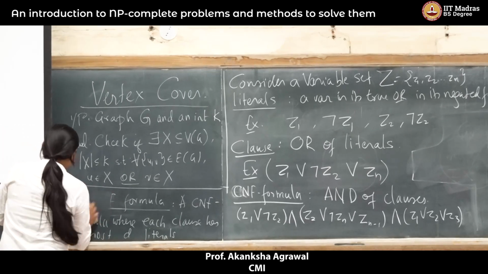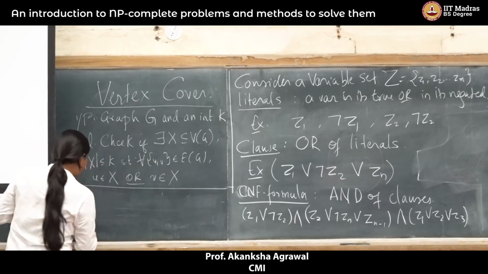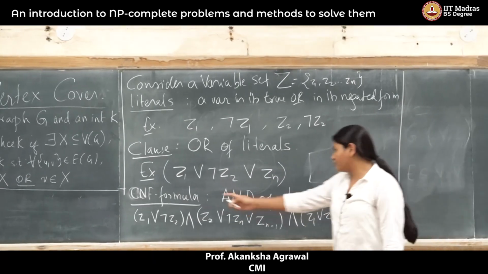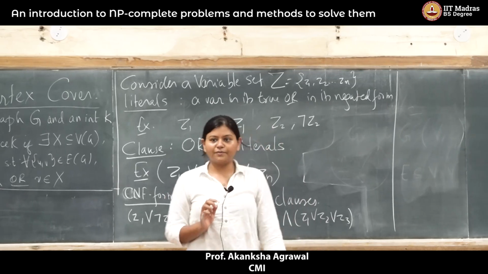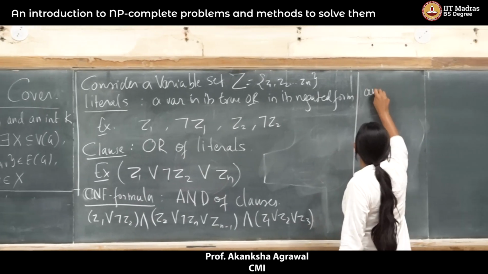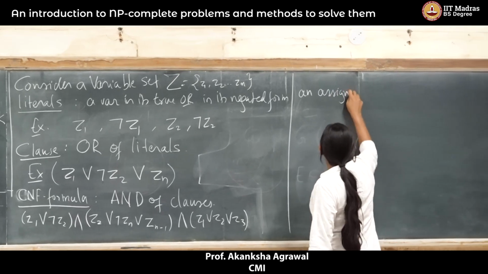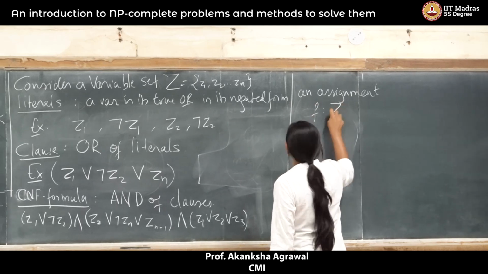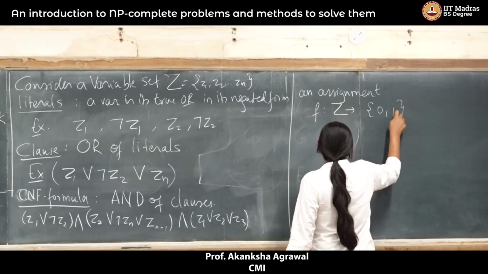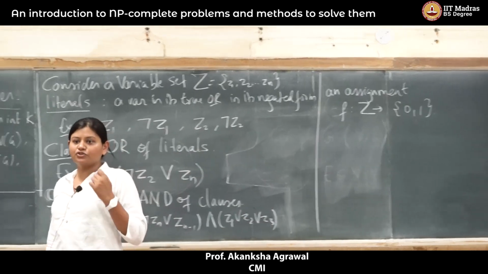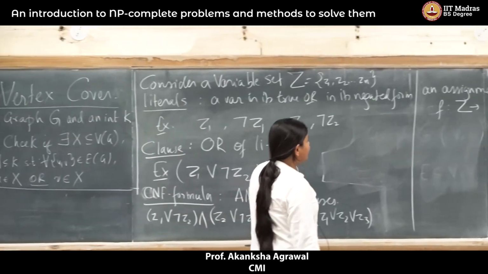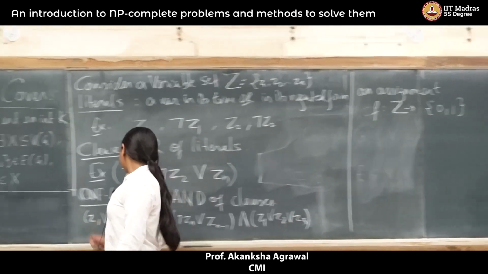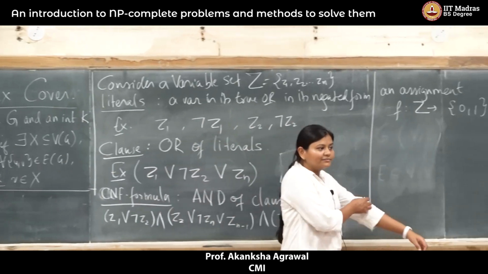Before that, let me say what we mean by satisfaction of a given CNF formula. An assignment, a Boolean assignment, is nothing but a function from the variable set to 0, 1. Each variable is assigned exactly one of the two values, 0 or 1. And we say that an assignment F satisfies a given CNF formula phi. Any guesses when?